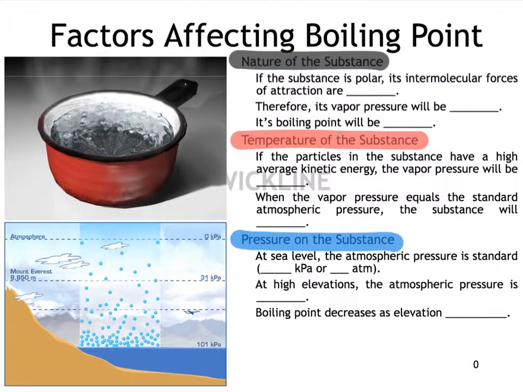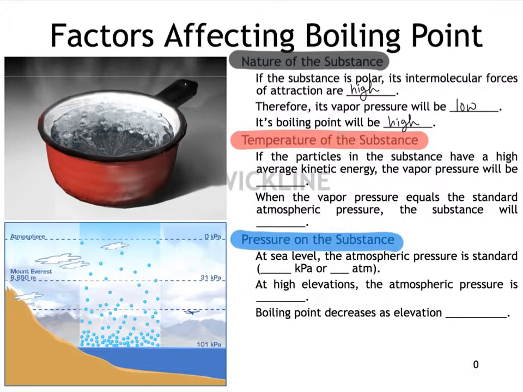If the substance is polar, its intermolecular forces of attraction are, of course, high, which means that it won't have many particles as vapor. They'll mostly be liquid, so its vapor pressure would be low. And it's asking about boiling point. Now, boiling only occurs when the vapor pressure equals the atmospheric pressure. And if your vapor pressure is quite low, it's going to take you a while to get it to be high. That means its boiling point would be high.